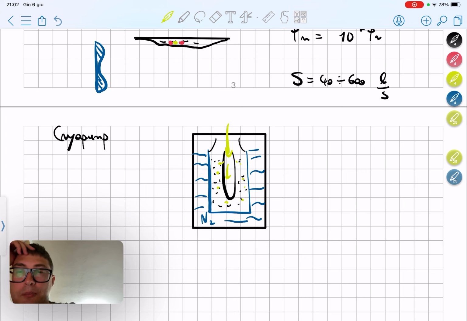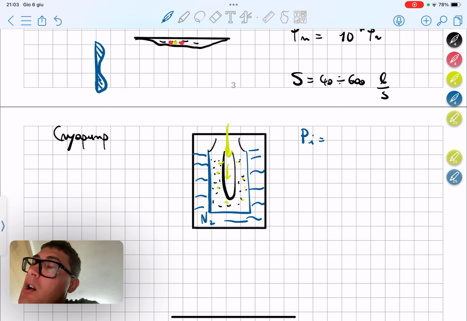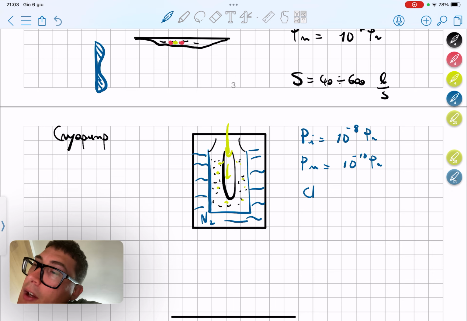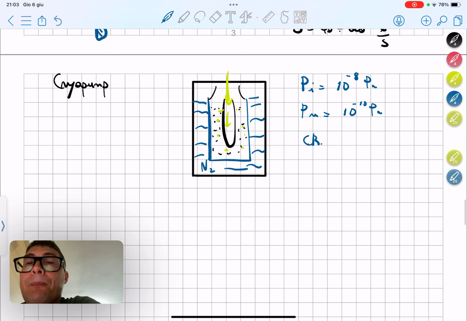porous sponge-like material. And this type of pump requires high vacuum, but it can reach ultra high vacuum. So the initial pressure will be, let's say, 10 to the minus 8 Pascal, and the ultimate pressure is 10 to the minus 10. So to effectively reach ultra high vacuum, we can use a cryogenic pump, which has a very low compression ratio, but essentially they work well only in this region.